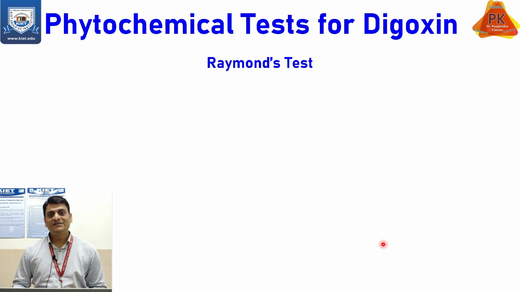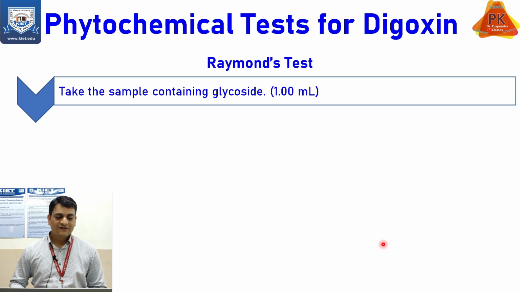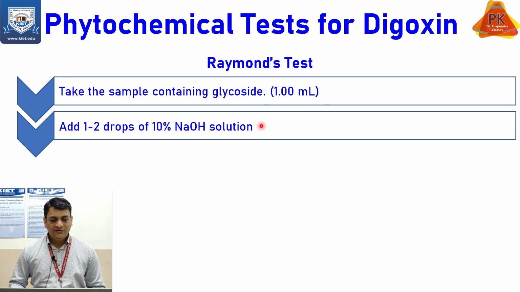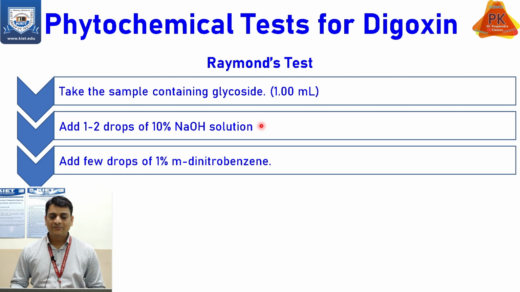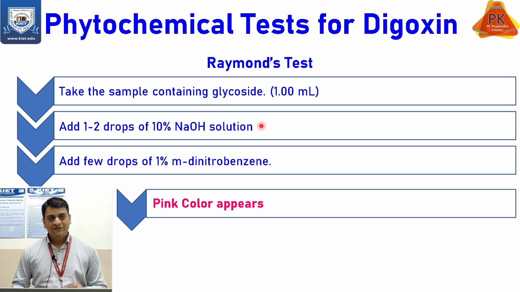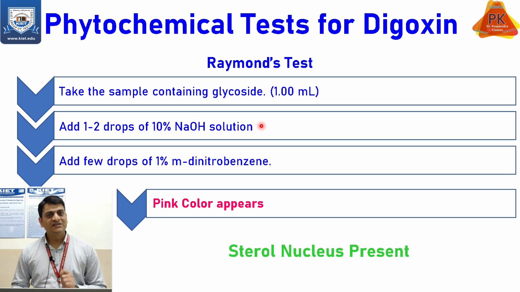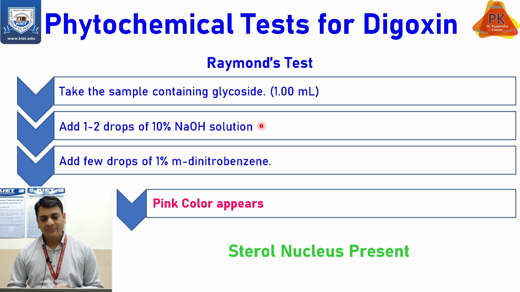Now coming to Raymond's test, which is especially for sterol nucleus. So first we will take the sample containing glycoside and the amount of sample will again be 1 ml. Then we will add 1 to 2 drops of 10% NaOH solution. Then we will add a few drops of 1% metadinitrobenzene. If we are getting pink color, it means sterol nucleus is present, and as you know, in the structure of digoxin, sterol nucleus is present, so it will give a positive Raymond's test.